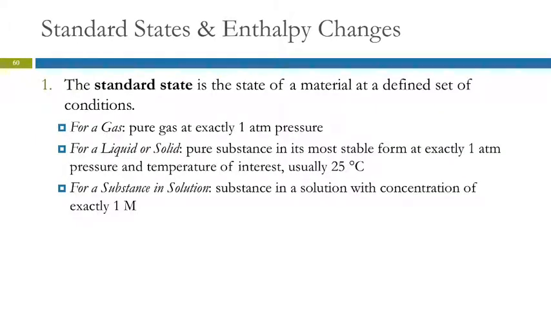So what is the standard state of an element? For a gas, it would be the pure gas at exactly 1 atmosphere of pressure. For a liquid or a solid, it would be the pure substance in its most stable form. Some of them have different forms. At exactly 1 atmosphere of pressure, and the temperature of interest, which is usually 25 degrees Celsius. That's the ballpark number that we use as room temperature. For a substance that's dissolved in a solution, it's the substance with a concentration of exactly 1 mole per liter. So that's how we define what the standard state is.